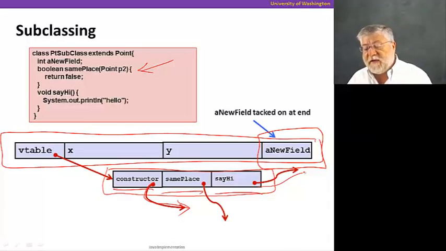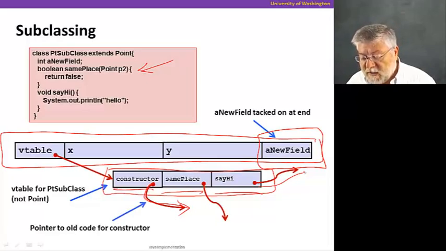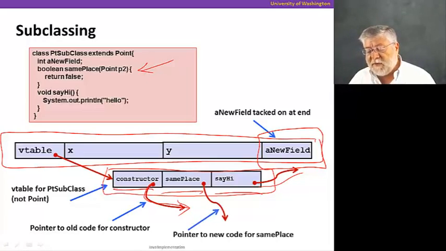So we've tacked on a new field at the end of the object definition, extra space in memory for that. We have a new vtable for point subclass. It is not the same vtable as point because this has different methods associated with it. However, we are reusing the code for the constructor by pointing to the same procedure in memory. Same place points to a new piece of code for this new same place. And of course, we have a pointer for the new code for say hi.